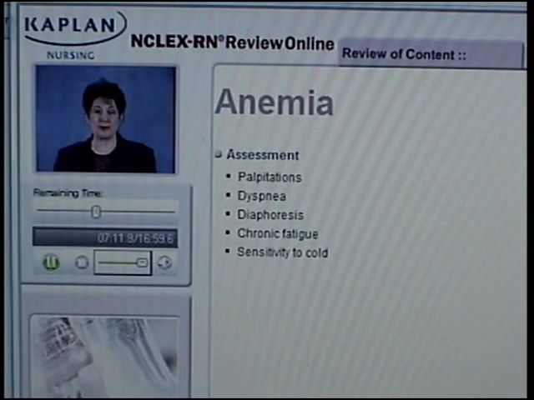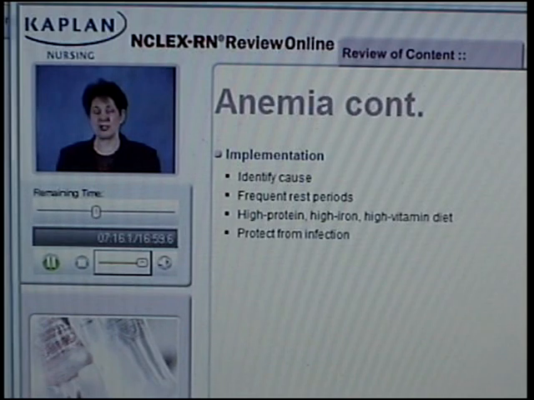Let's talk about the implementation for anemia. Well, first and foremost, you want to find out why the patient's anemic, because the treatment and the nursing care will depend on what the cause is. Also, you want to make sure the patient knows to take frequent rest periods. They should be put on a high protein, high iron, high vitamin diet. And again, you want to make sure to protect them from infection.